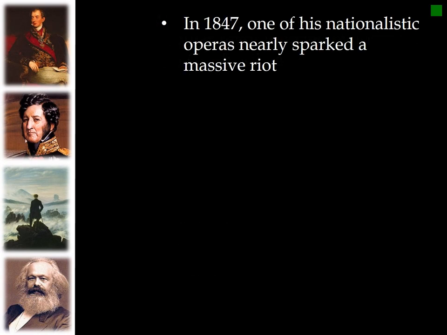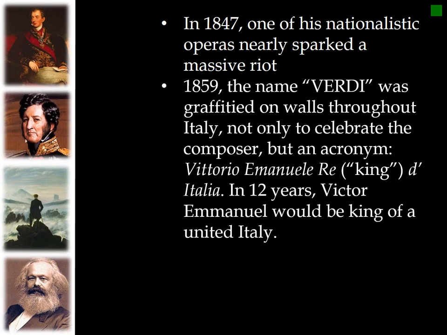In 1847, one of Verdi's nationalistic operas nearly sparked a massive riot when it was performed. In 1859, the name Verdi was graffitied on walls throughout Italy, not only to celebrate the composer, but as an acronym: Vittorio Emanuele Re d'Italia, King of Italy. In 12 years, Victor Emmanuel would be king of a united Italy. We'll talk more specifically about the unification movement in Italy and how all of this came into play in a later lecture.